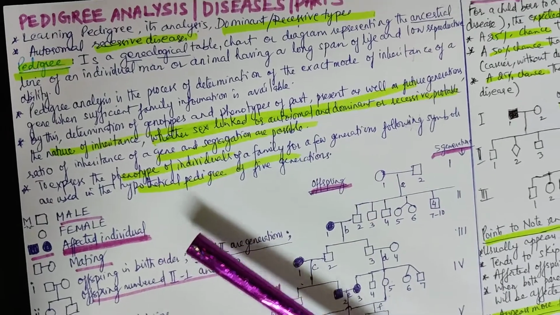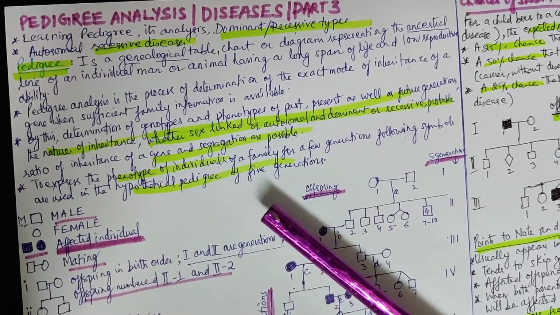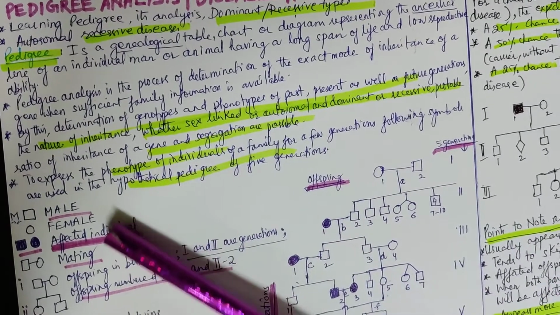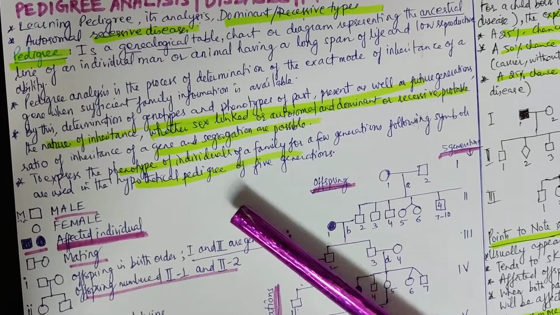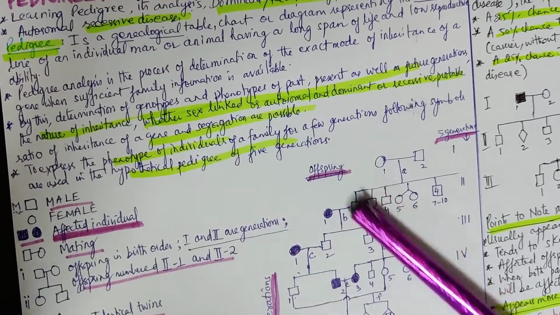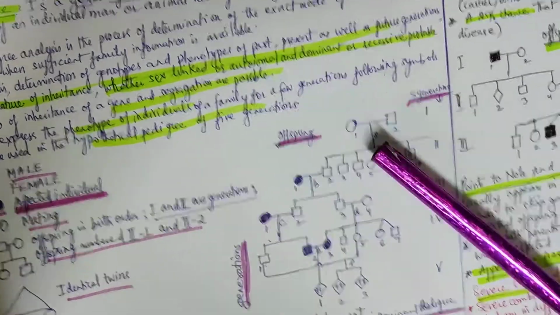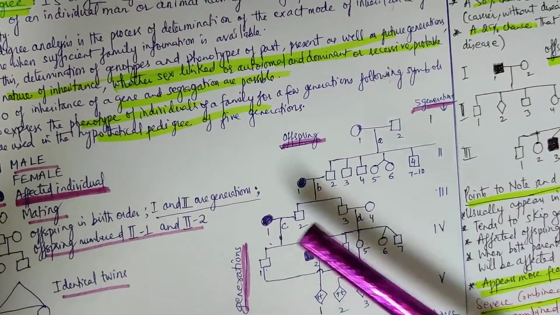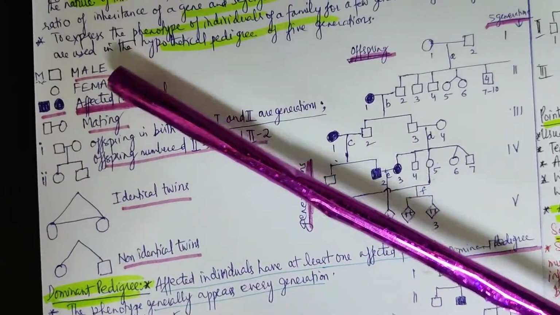To express the phenotype of individuals of a family for a few generations, the following symbols are used in the hypothetical method for pedigree of different generations. We are going to see this in the 5th generation. This kind of chart is seen, and now how to learn the symbols of it.